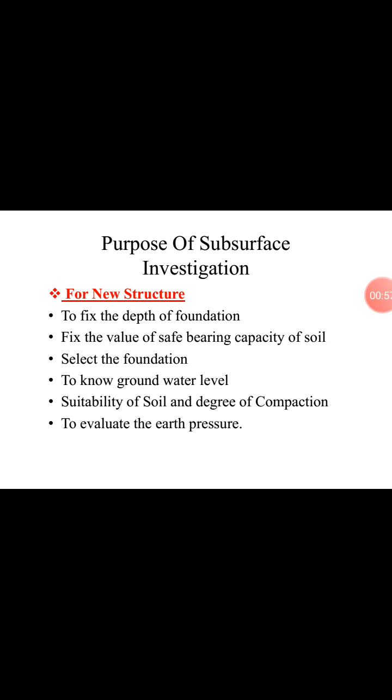So first one is to fix the depth of the foundation. Second one is to fix the value of the safe bearing capacity of soil. Third one is a selection of the foundation. Fourth one is to know the groundwater level. Fifth one is a suitability of the soil and degree of compaction. And sixth one is to evaluate the earth pressure.